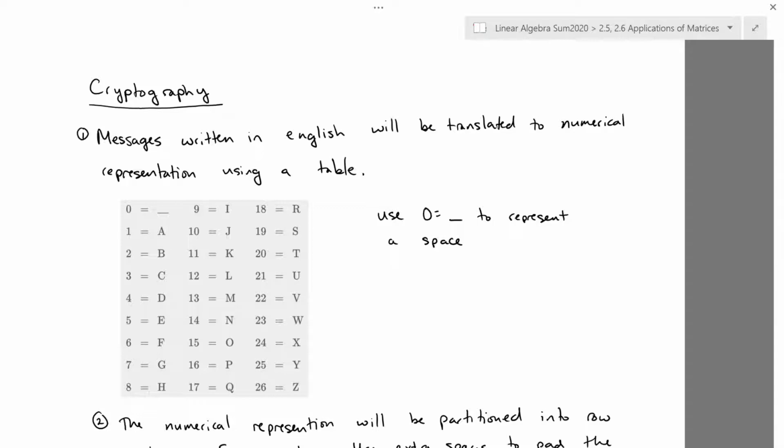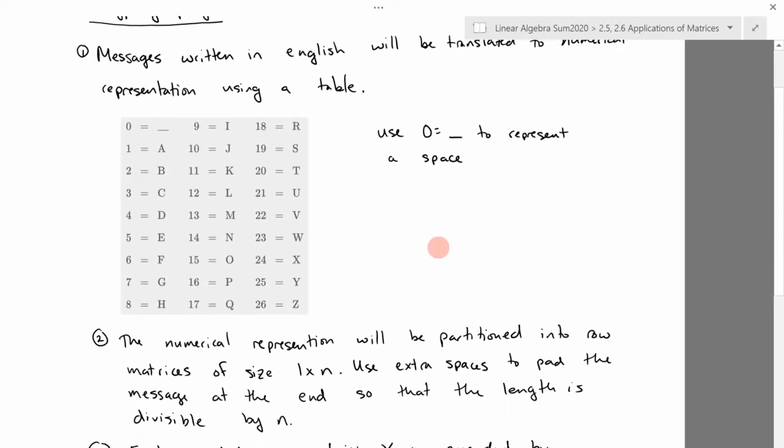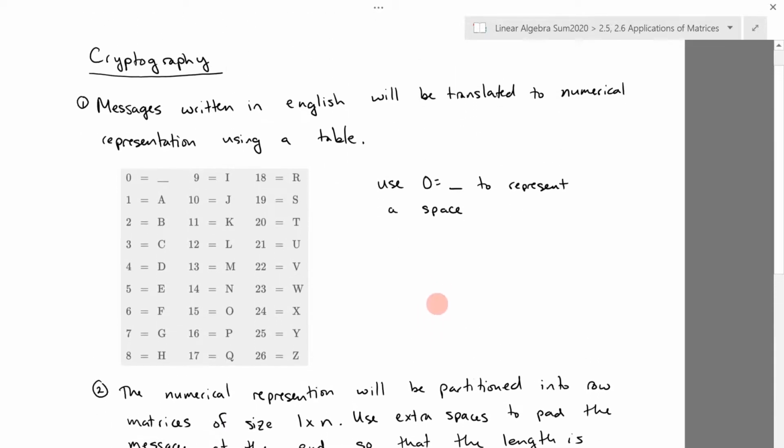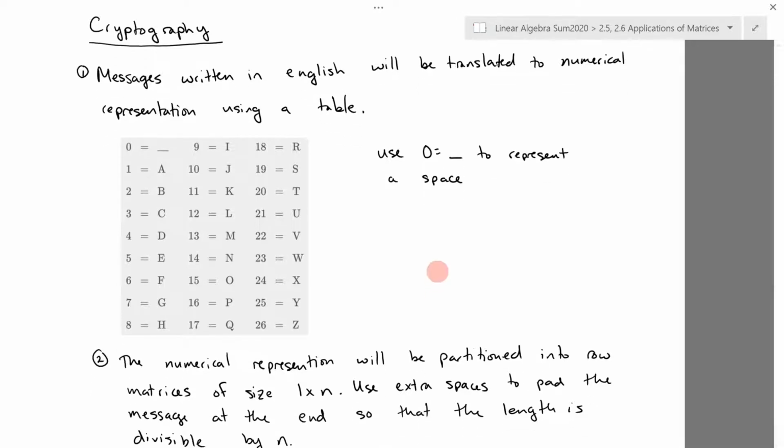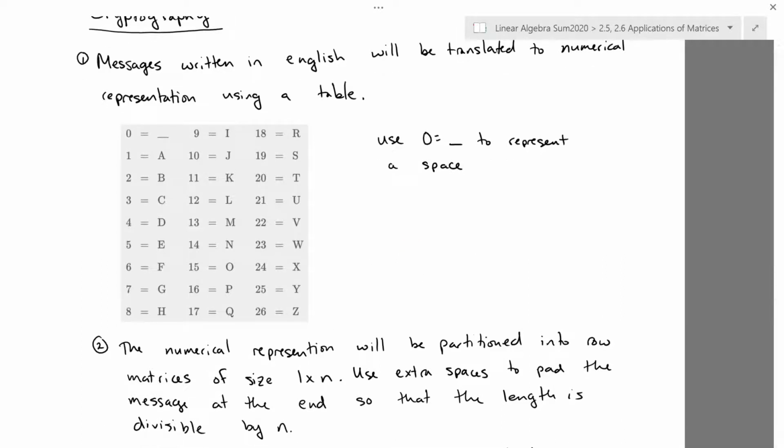Okay, so now that we have the message in numerical form, how do we do the encoding? So the key that we're going to use is going to be some n by n matrix of some fixed size, right? And because messages can have arbitrary length, but our matrix is going to be some fixed size, we need to break up the message into partitions of size n. So they're going to be represented as row matrices of size n.